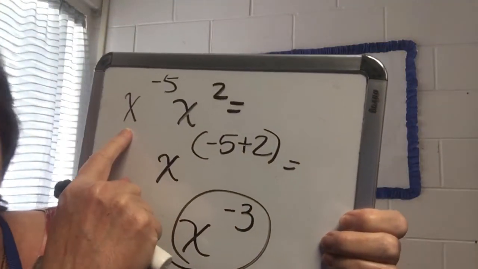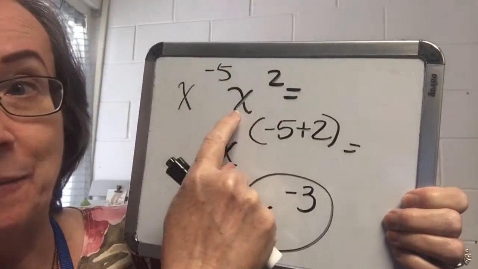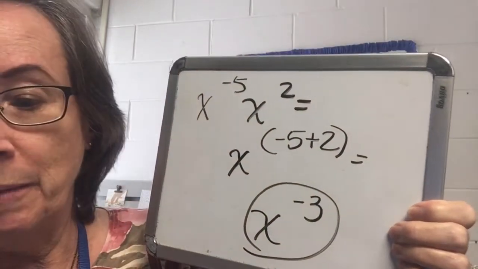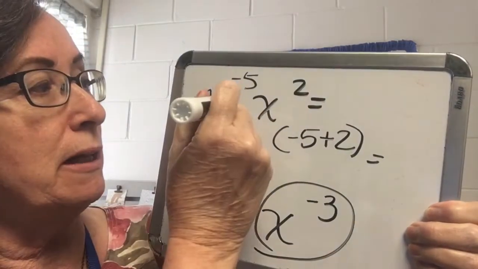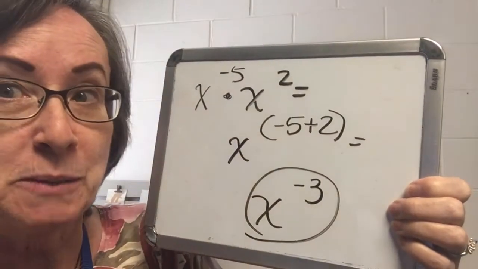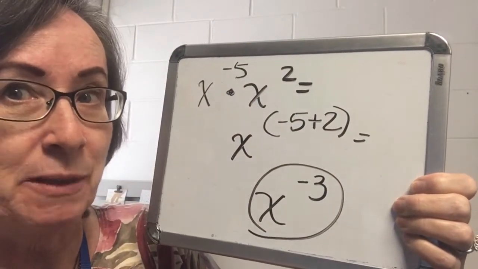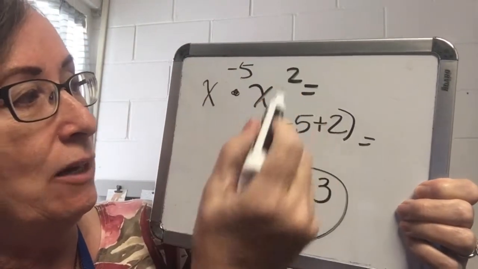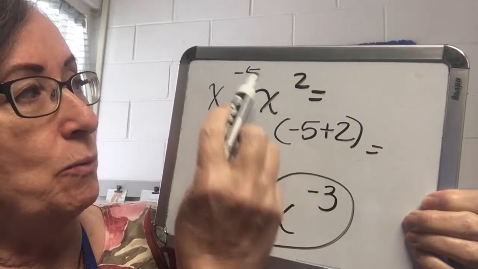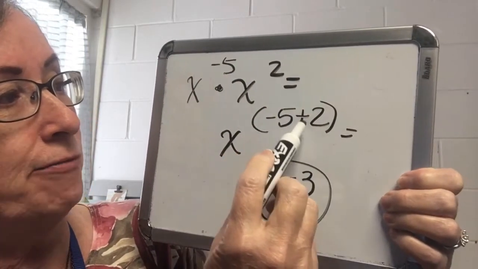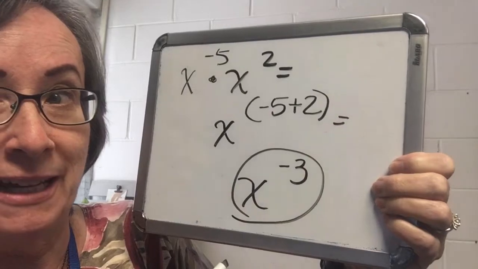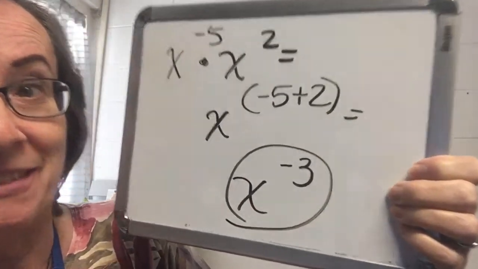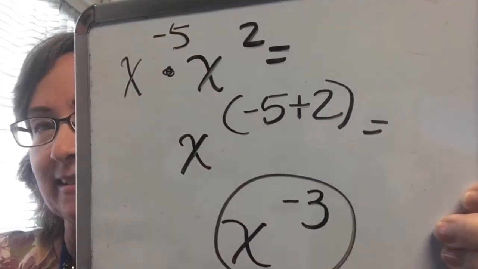So if you have x to the negative 5 times x to the 2, remember we don't have to put the little dot here. We can just put them close to each other, and that means multiplication. Then since they're the same base, we add the exponents. Negative 5 plus 2 is negative 3, and we get x to the negative 3 as the answer.